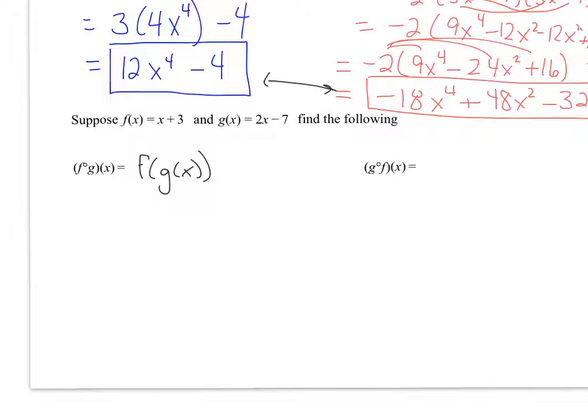So that's f of g of x. That means we're going to plug the g into the f. So it says x plus 3 for f, so it's going to be 2x minus 7 plus 3. And again, I'm plugging the g into the x for the f. So if I simplify that, that's going to be 2x, negative 7 plus 3 is simply negative 4.